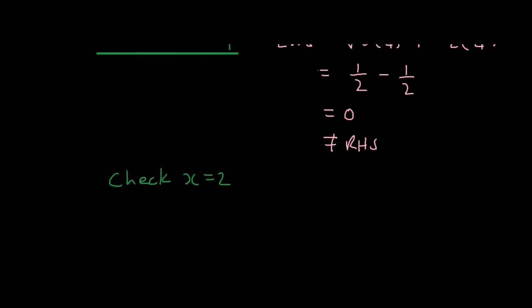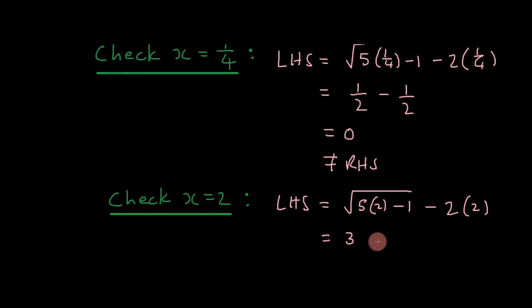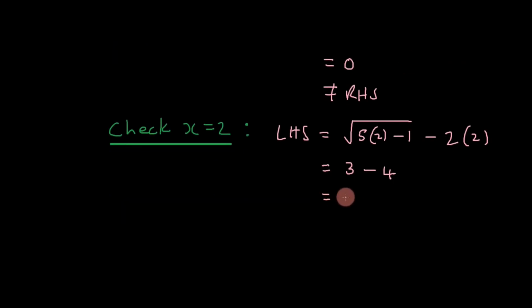So x equals 2. Then substituting this into the left-hand side of the original equation, we have the left-hand side equals the square root of 5 times 2 minus 1, minus 2 times 2, or minus twice 2. And here we get 10 minus 1, which is 9, and the square root of 9, of course, is 3, and this is minus 4, and this comes to negative 1.